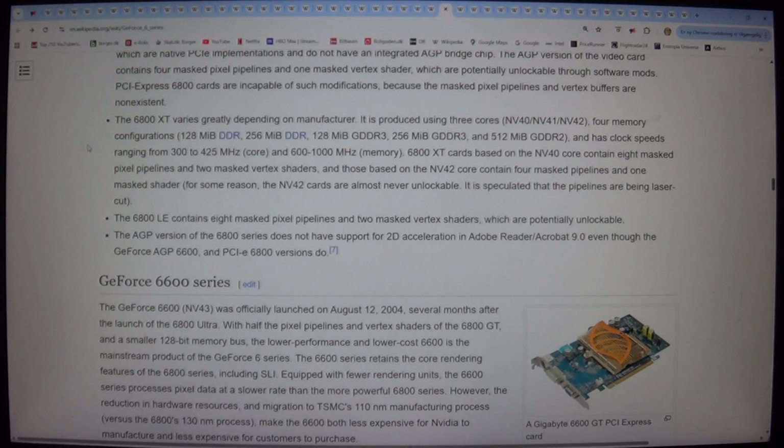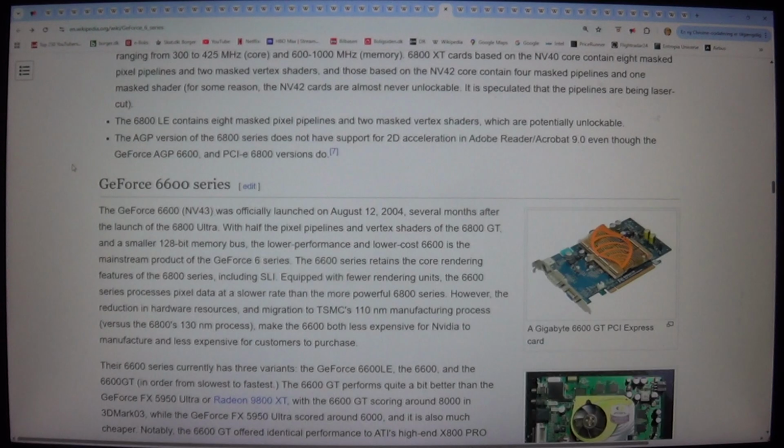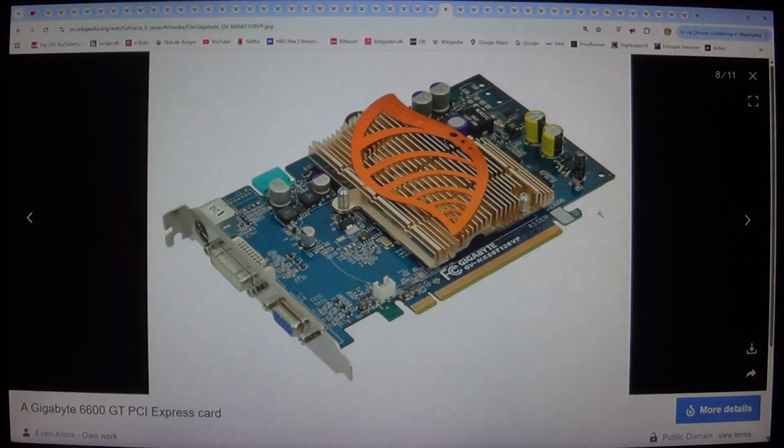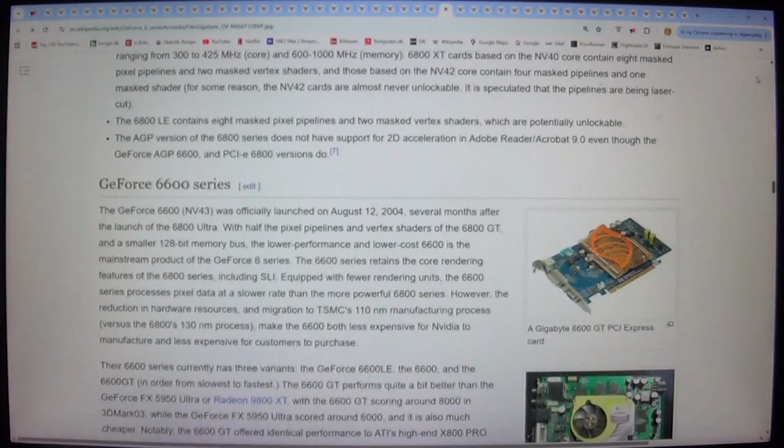6800 XT cards based on the NV40 core contain 8 masked pixel pipelines and 2 masked vertex shaders, and those based on the NV42 core contain 4 masked pipelines and 1 masked shader. For some reason, the NV42 cards are almost never unlockable. It is speculated that the pipelines are being laser cut. 6. The 6800 LA contains 8 masked pixel pipelines and 2 masked vertex shaders, which are potentially unlockable.